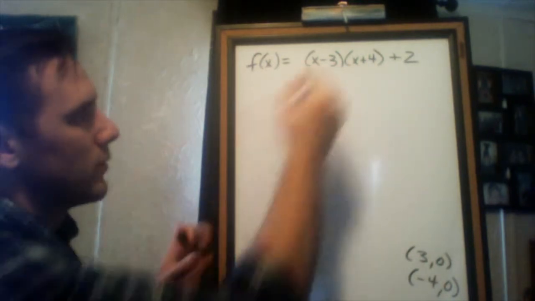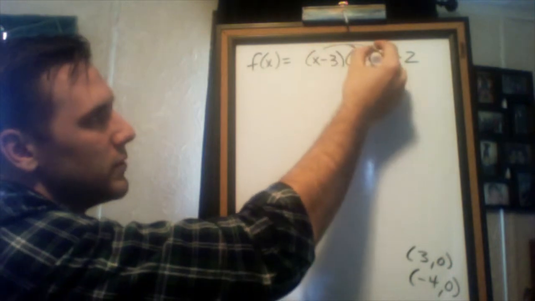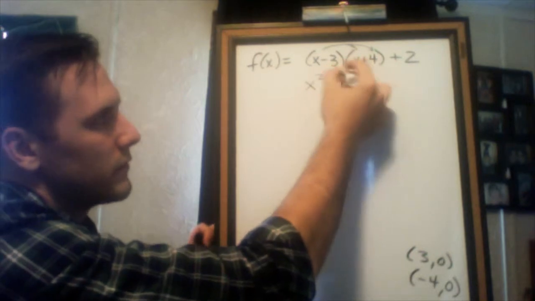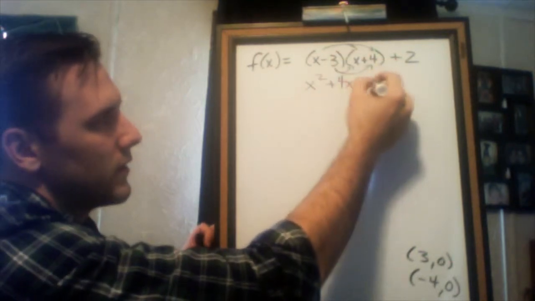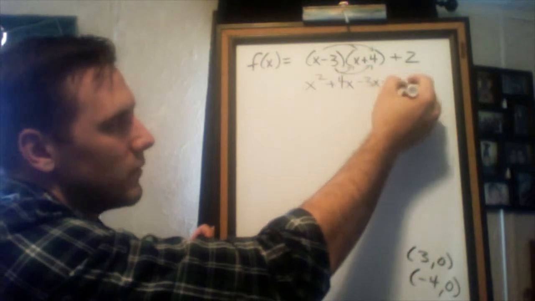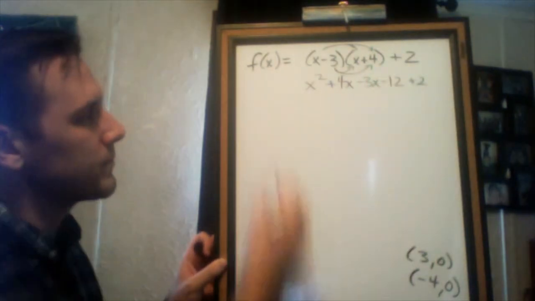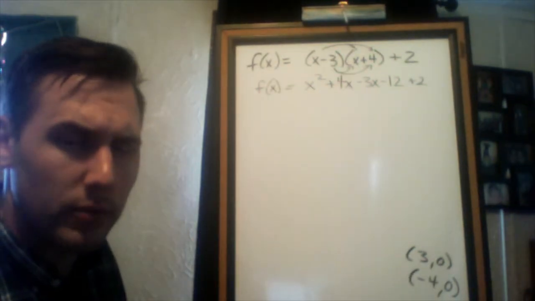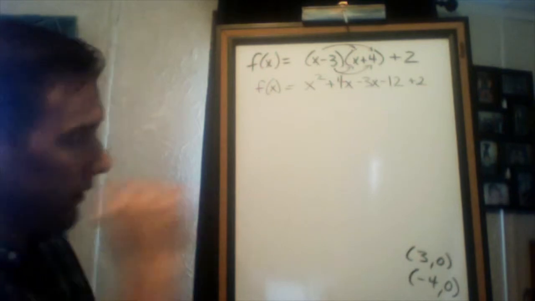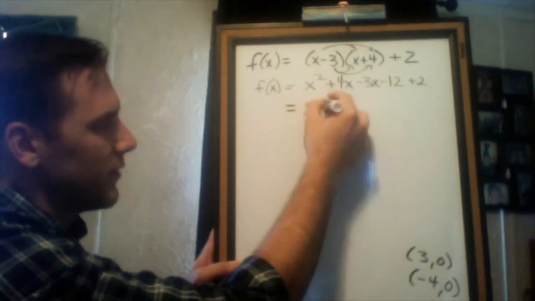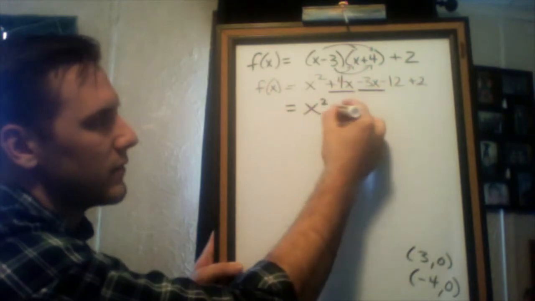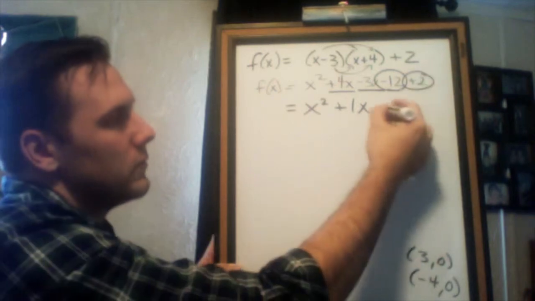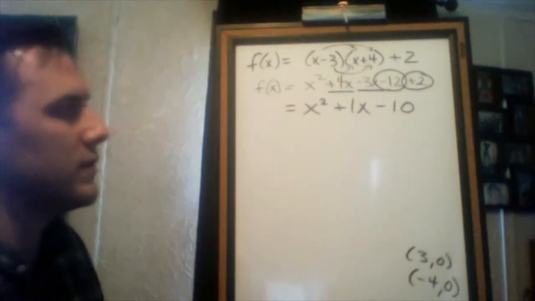So I want to multiply through, use the distributive property: x times x is x squared, plus 4x, and then the same thing with this term. Negative 3 times x is negative 3x, negative 3 times 4 is negative 12, and then we still have that plus 2. So this is our function now: x squared plus 4x minus 3x minus 12 plus 2. Let's simplify this a little bit. We'll just have our x squared term. 4x minus 3x gives us plus 1x. And then we have a negative 12 plus 2, which just simplifies to negative 10.